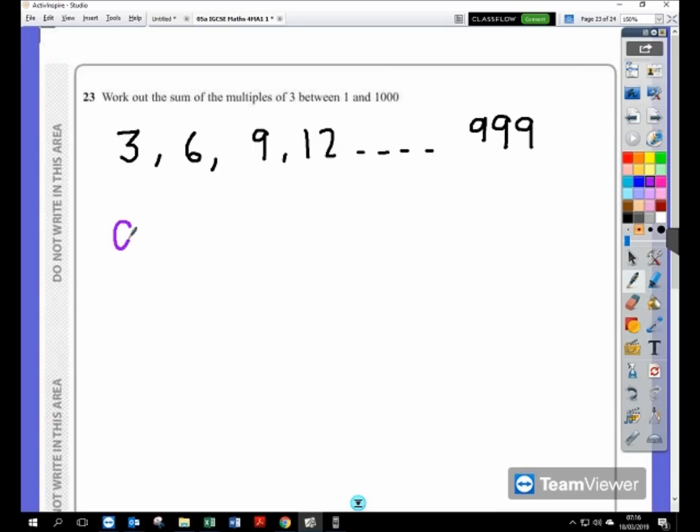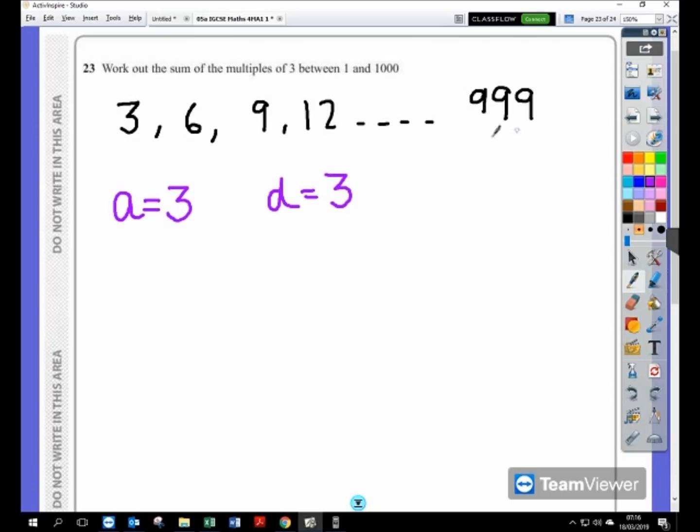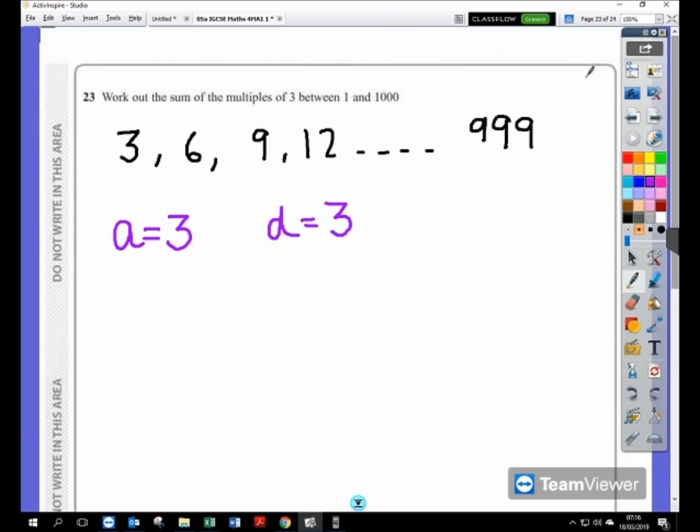Well, this is an arithmetic sequence. The first term is a. A is equal to 3. The common difference is also 3. And how many terms will there be? Well, if we think about it, you have the numbers from 1 to 1,000, and how many numbers in the 3 times table will there be between 1 and 1,000? Well, it's going up in threes. So if we divide 1,000 by 3, you get 333.3 recurring. And so there's only going to be actually 333 numbers between 1 and 1,000 that are in the 3 times table. 333 whole numbers.